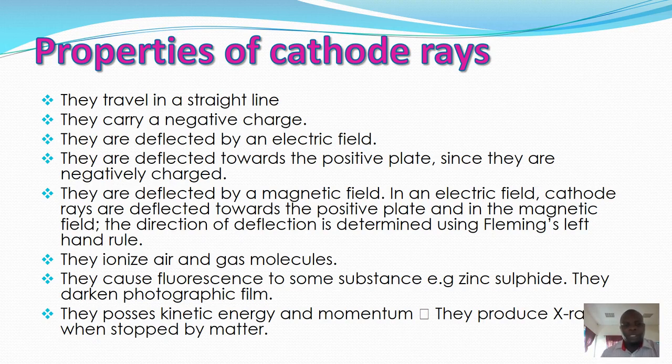They cause fluorescence of substances, e.g. zinc sulfide, and they darken photographic film. They also possess kinetic energy and momentum, and they can be stopped by matter. So those are some of the properties of cathode rays.